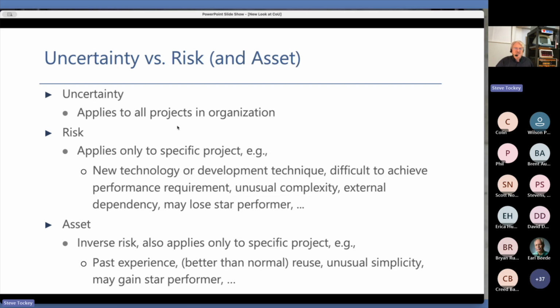Okay. Risk applies only to a specific project. Maybe I have a new technology that no other project in the organization has. Maybe I have a difficult to achieve performance requirement. Maybe I have unusual complexity in a particular dimension. An asset is an inverse risk. And a risk is a headwind, something that's working against me. An asset is something that's working in my favor.